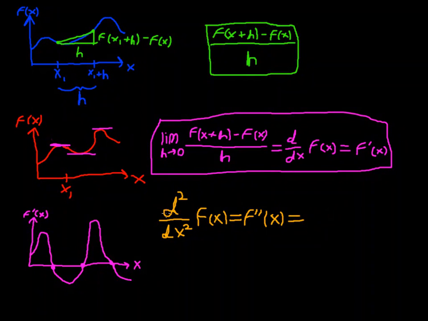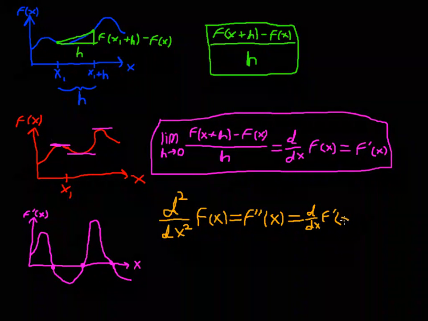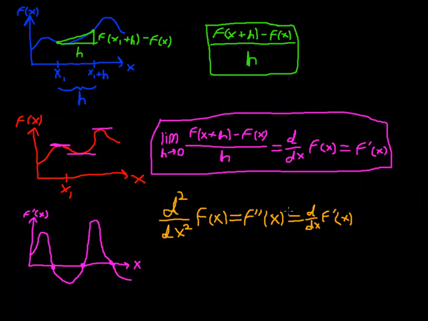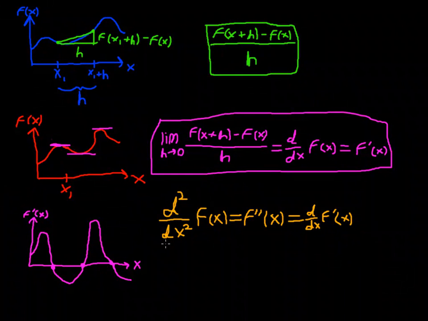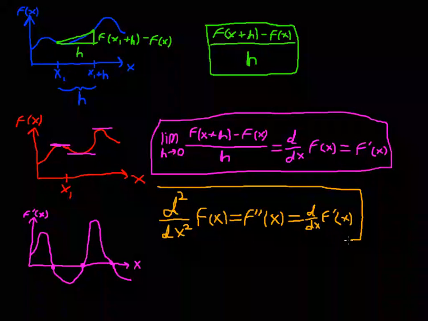That would be the derivative of the second derivative. So the second derivative is the derivative of the derivative, d by dx of d by dx f of x, which is f prime of x. So the derivative of f prime of x, the derivative of the first derivative, is the second derivative. Take the derivative again, you get the third derivative, d cubed by dx cubed, etc. So that is our definition of the second derivative.